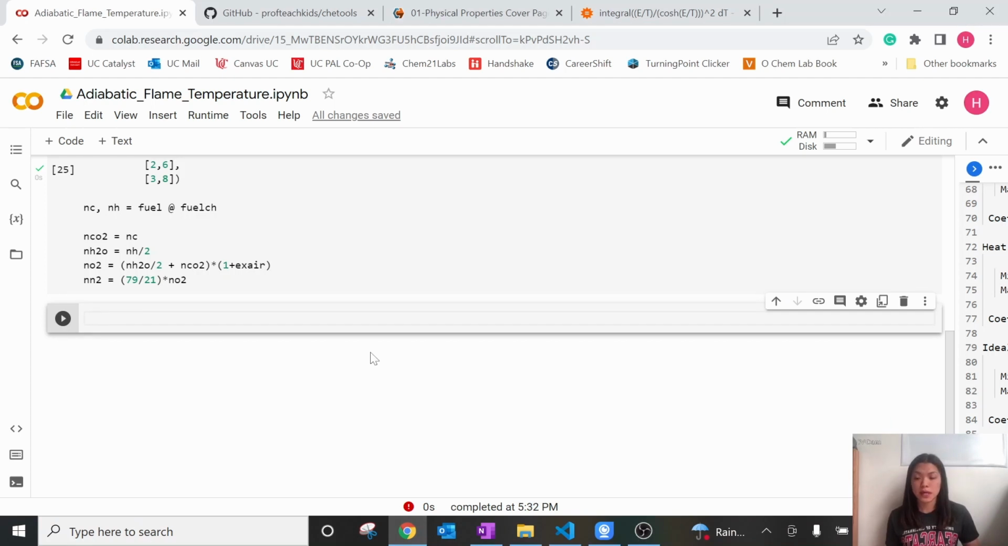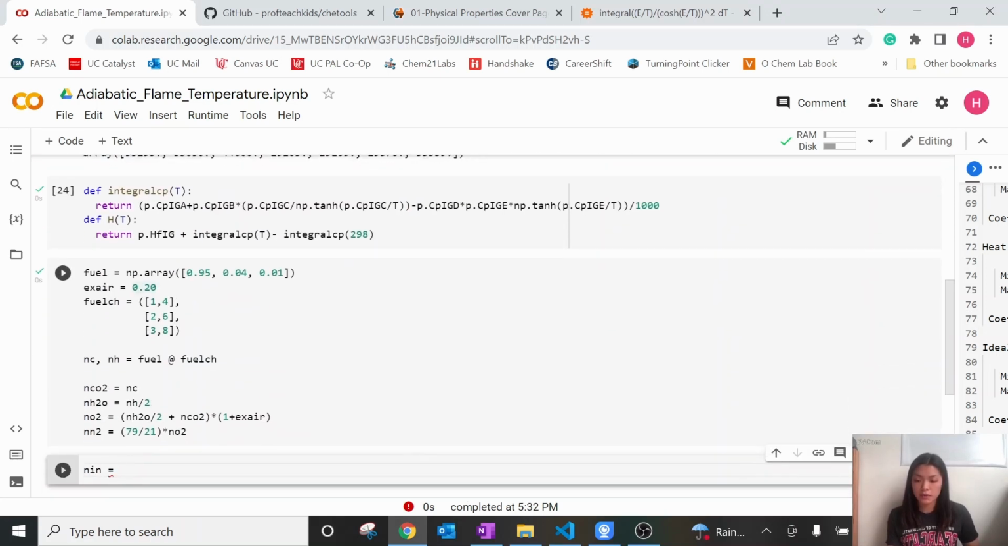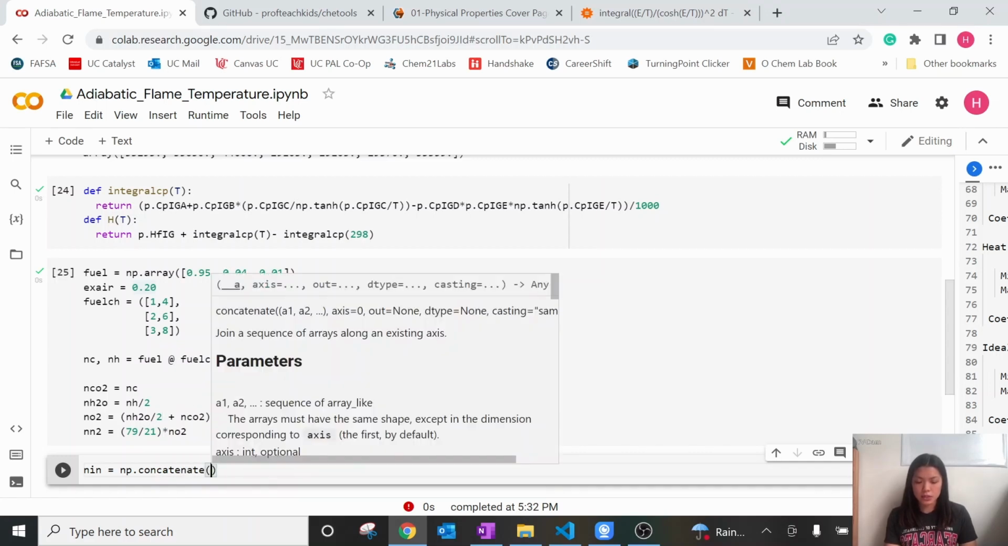So now what we can do is write out arrays for the number of moles going in and the number of moles coming out. For the number of moles going in, we have this array up here already of the fuel. So we need to combine that array with another array of the number of oxygen, nitrogen, carbon dioxide and hydrogen moles going in. And so we are going to use numpy.concatenate, and what this will do is it will combine the two arrays.